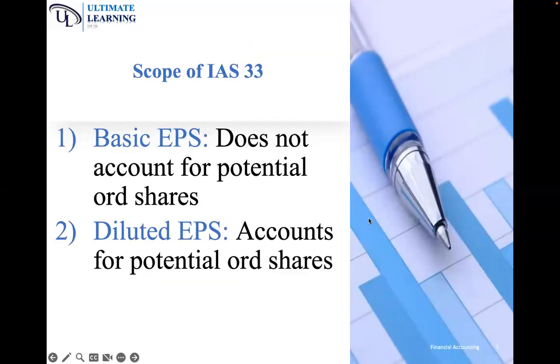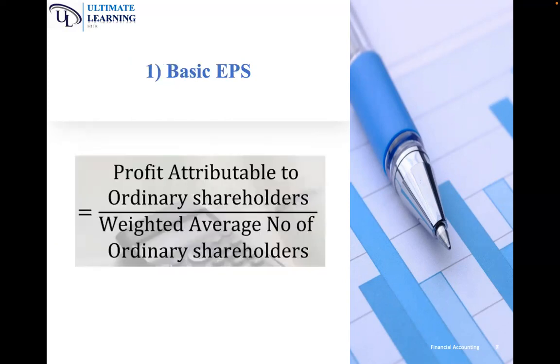Now, when we look at the scope of IAS 33, we want to divide it into 2. Number 1, we'll be looking at what is called basic EPS, and number 2, we'll be looking at diluted EPS. Now, a basic EPS does not account for potential ordinary shares. Potential ordinary shares are not accounted for under basic EPS. On the other hand, under diluted EPS, potential ordinary shares are accounted for. Now, let's move to this first part. So we want to focus on basic earnings per share, which does not account for potential ordinary shares.